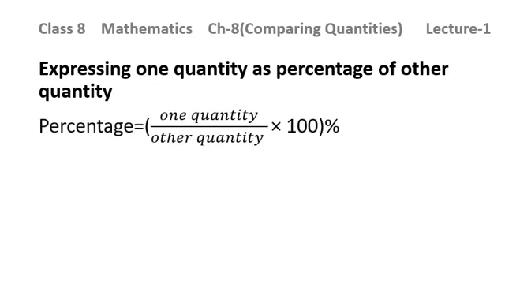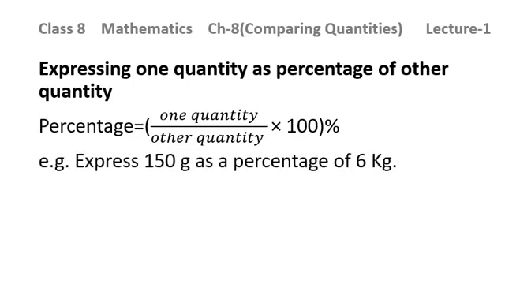Now, how to express one quantity as a percentage of the other quantity? This is another subtopic. If one quantity is given to you, then how can you express it as a percentage of the other quantity? Basically, this is the formula: percentage is equal to one quantity over other quantity into 100%. Simple as this. Let us see an example. Express 150 grams as a percentage of 6 kilograms. First of all, I need to use this formula. But you need to find out which should be the denominator and which one will be the numerator.